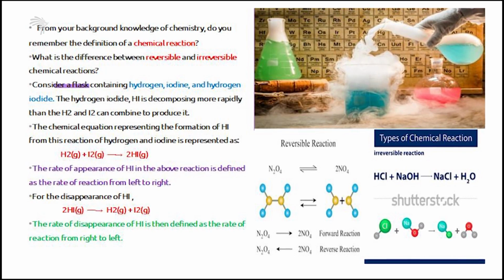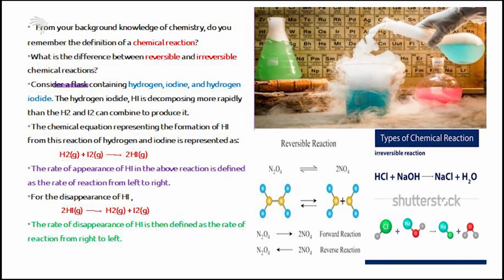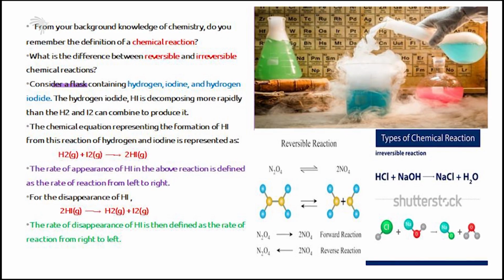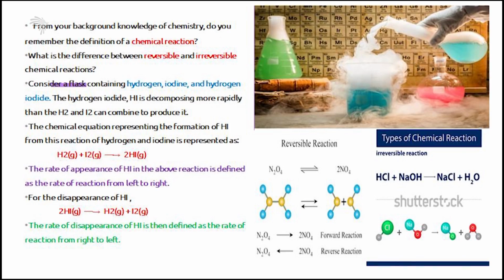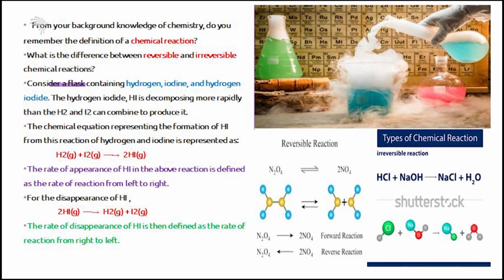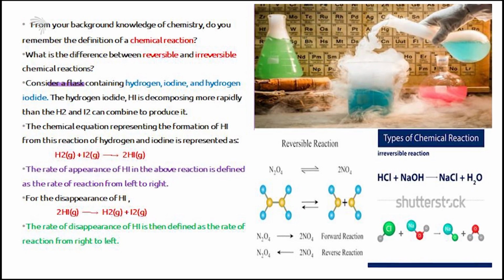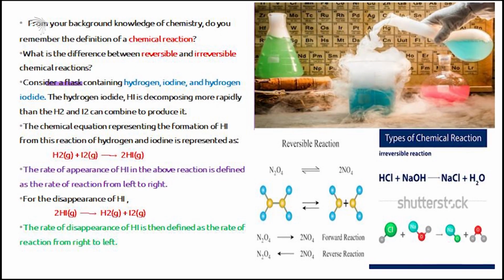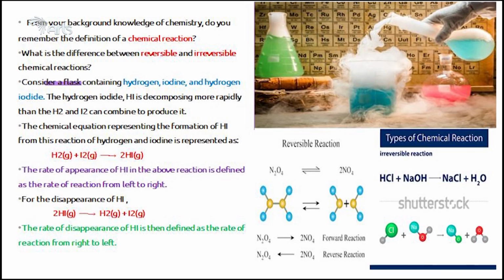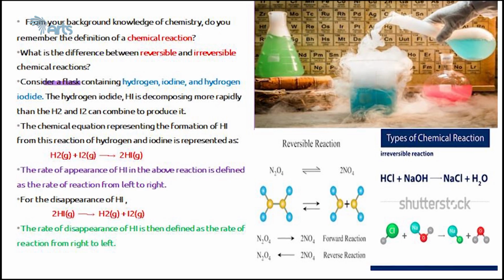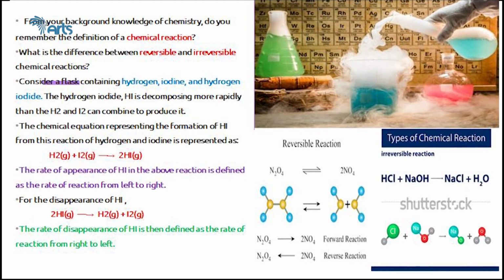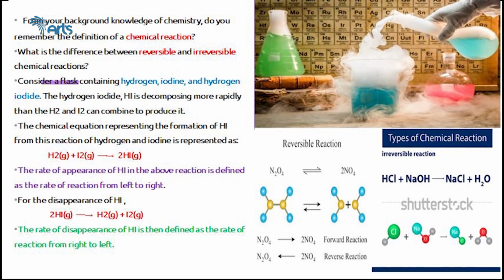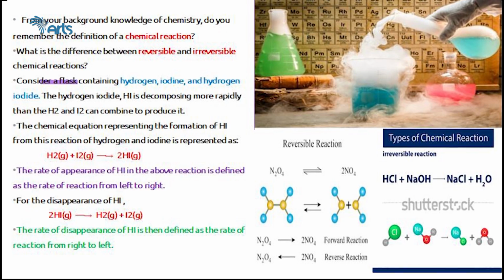So the rate of appearance of HI in the above reaction is defined as the rate of reaction from left to right. For the decomposition of HI, we have 2HI in the form of gas decomposes to H2 gas and I2 gas. So the rate of disappearance of HI is then defined as the rate of reaction from right to left.